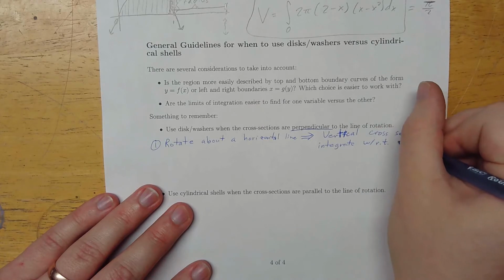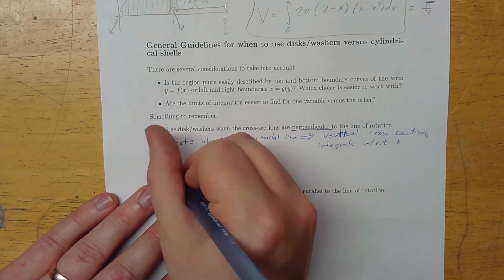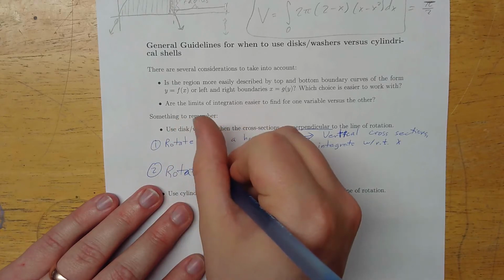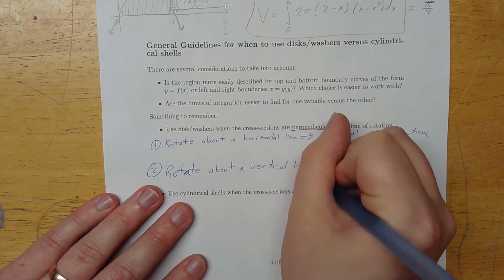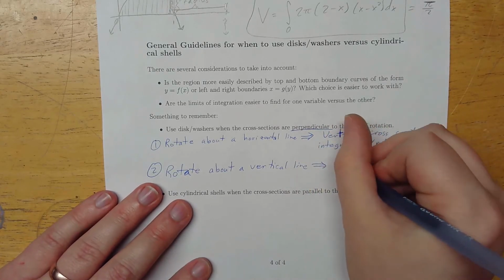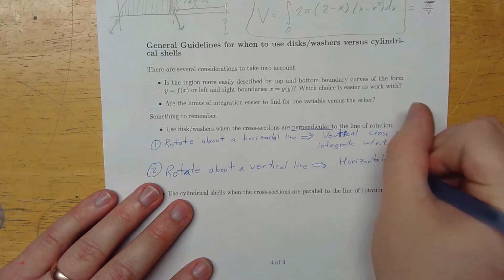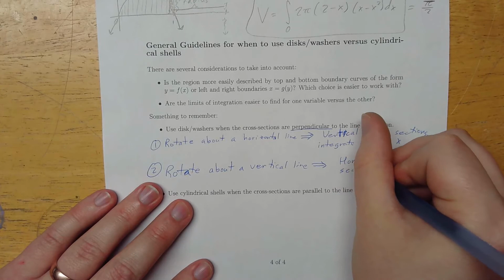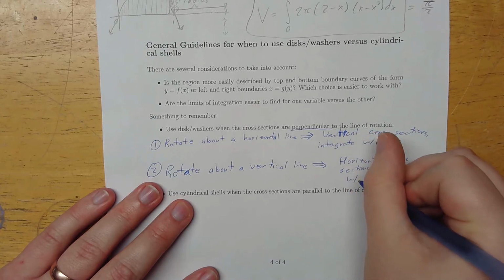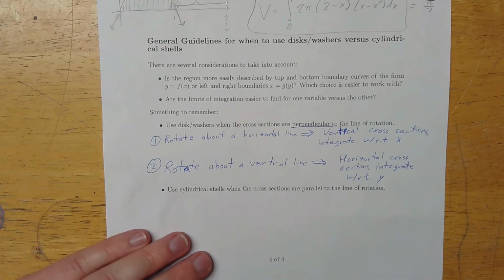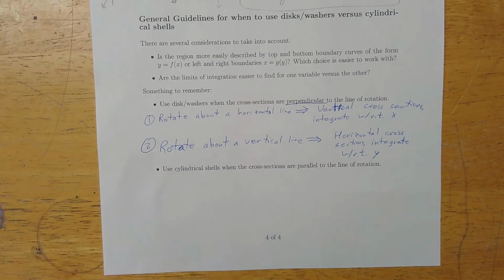with respect to x. However, if we're rotating about a vertical line, then that means we are going to have horizontal cross sections and we should integrate with respect to y. We use the radius, or sometimes just an outer radius, or just a single radius, and using pi r squared.